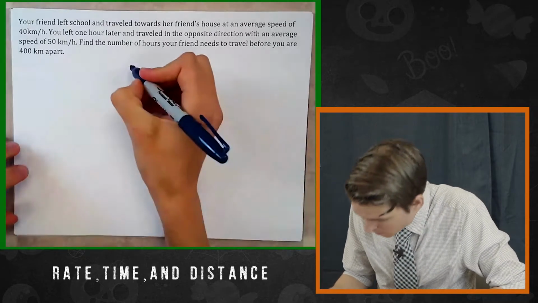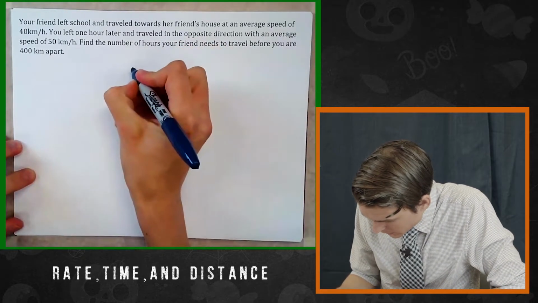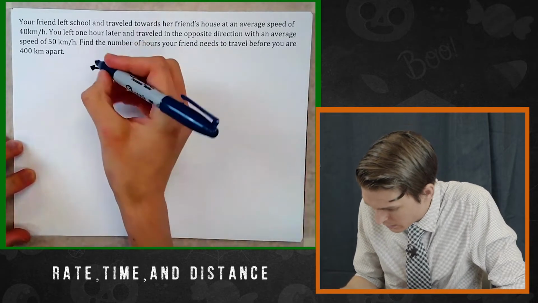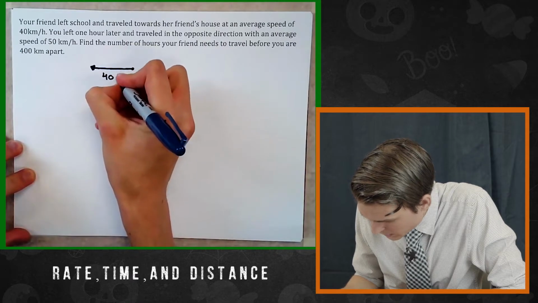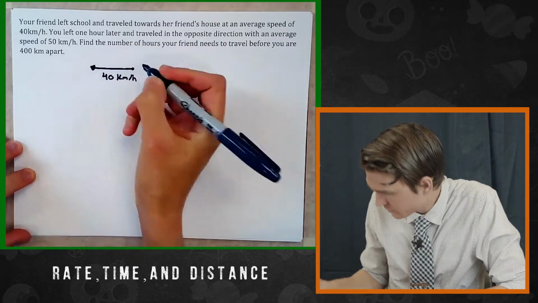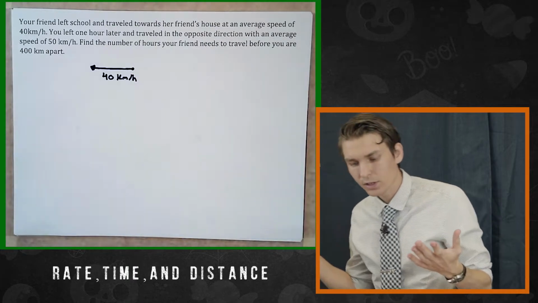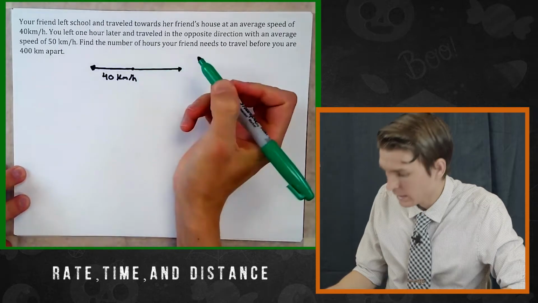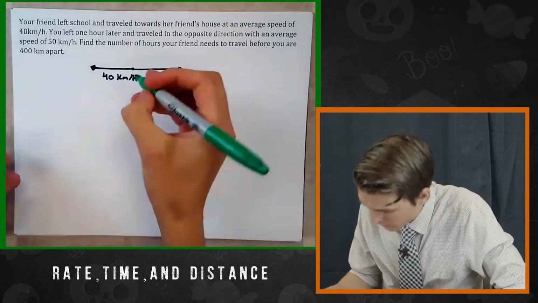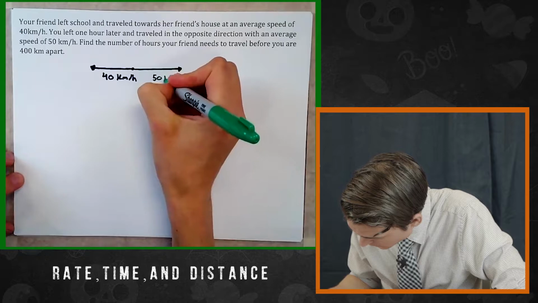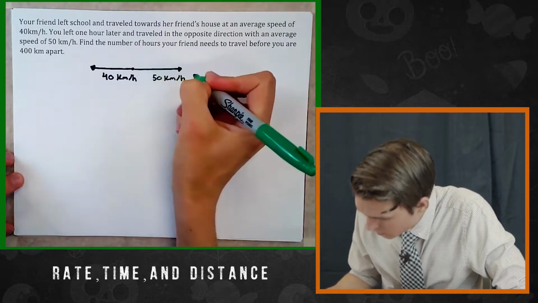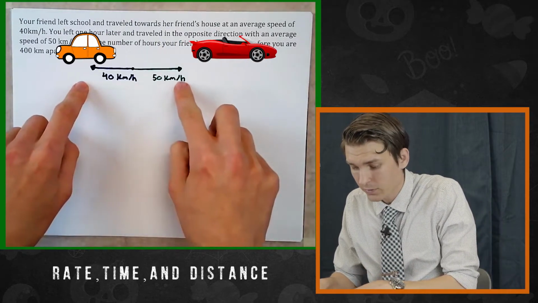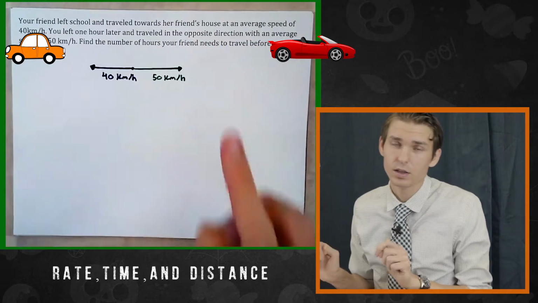So let's do a little picture. Again, we'll make our table, but right, your friend heads off to her friend's house at 40 kilometers per hour. You just hang out for a little bit, and an hour later, you decide to also head off, but in the opposite direction. However, you're going a little bit faster. You're going 50 kilometers per hour, right? So at some point, as you guys get farther and farther, you will be 400 kilometers apart.